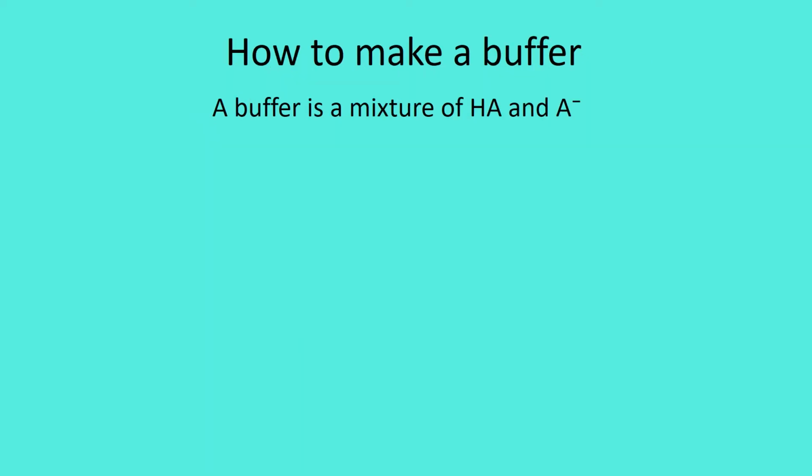Now let's consider how to make a buffer at a particular pH. Since a buffer is a mixture of a weak acid and its conjugate weak base, there are potentially three different ways we can make such a mixture.